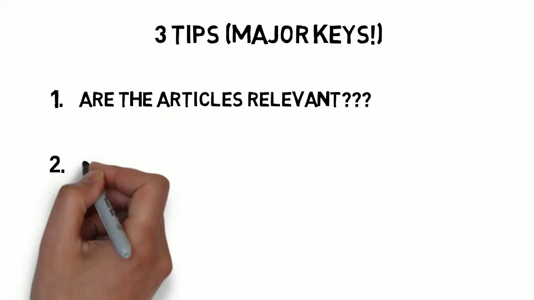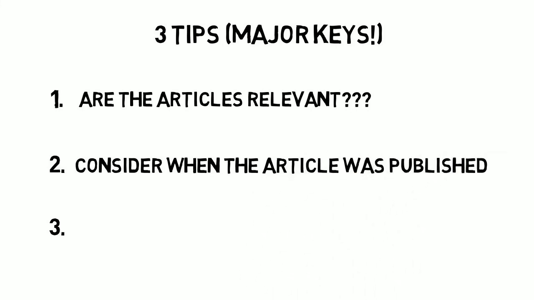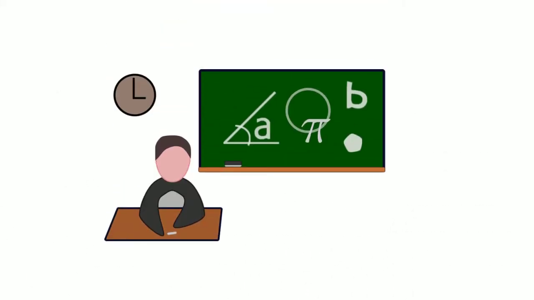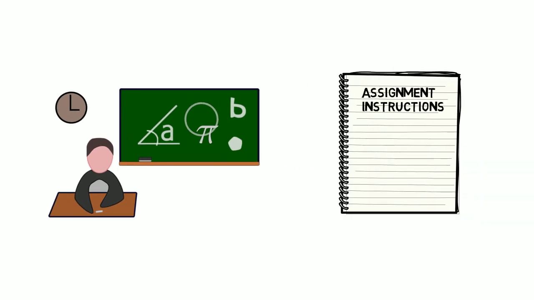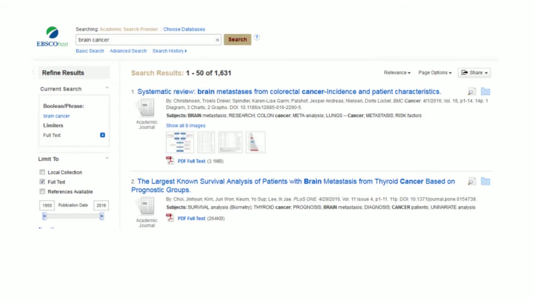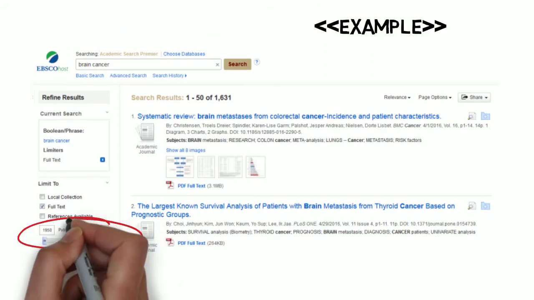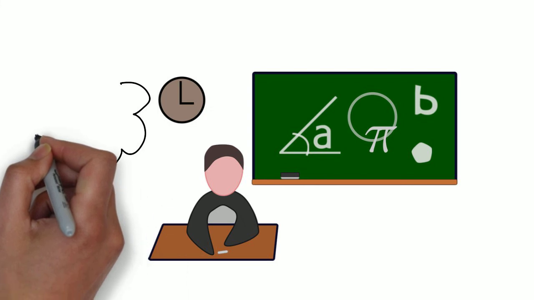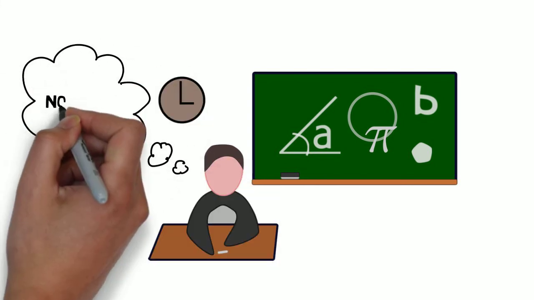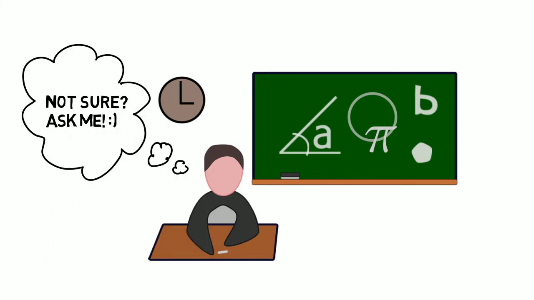The second tip is to consider when the article was published. Sometimes your professor will tell you how old your sources can be. Always follow your assignment instructions. If your topic is science or social science related, you may need to seek recently published articles because research in those areas progresses rapidly. If your topic is historical or is related to the humanities or arts, older sources may be acceptable. It's a good idea to check with your professor if you're not sure.